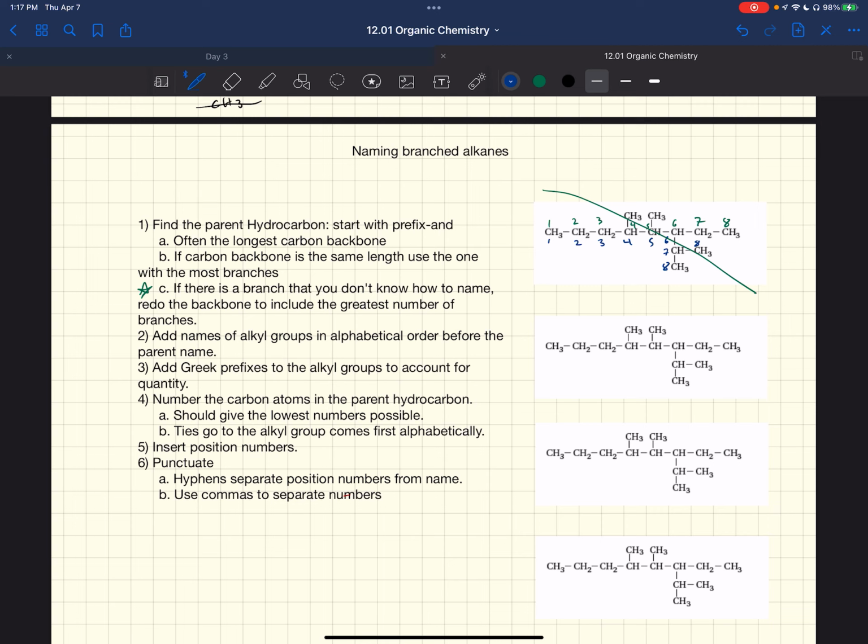So we can't do the green. Green, bad. No green. The blue is interesting because we could either do that or we could go the other way, which I'm going to do in black. 1, 2, 3, 4, 5, 6, 7, 8. Either way, we found our longest backbone. That's our parent hydrocarbon. So we know that this is going to be an octane. Okay, so this is going to be an octane.